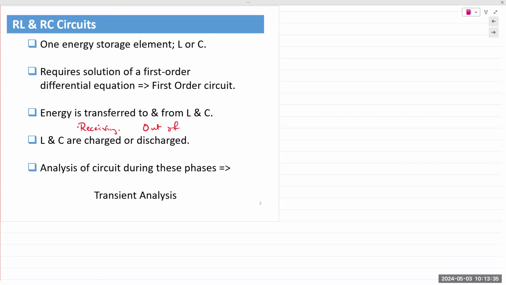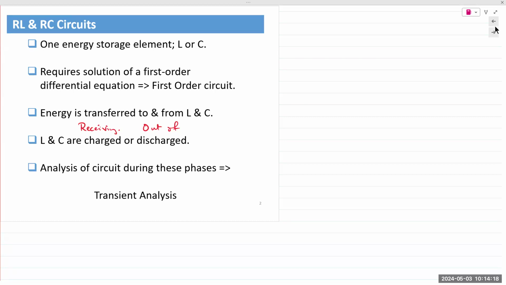Analysis of the circuit during these phases is referred to as transient analysis because the response of the capacitor and the inductor is transient in nature. It is fleeting in nature because after a certain point in time, that response reaches a steady state. Steady state, meaning the value remains constant. It does not change with respect to time. Okay, so that's the reason we call this transient analysis. So during the transient analysis portion, the energy transfer portion, because it's constantly going back and forth, the response is fleeting. It's transient in nature.